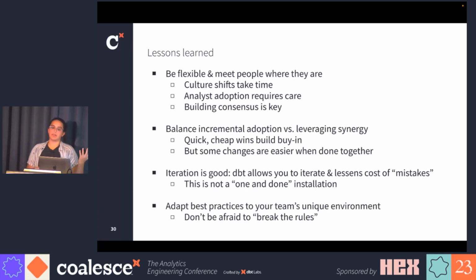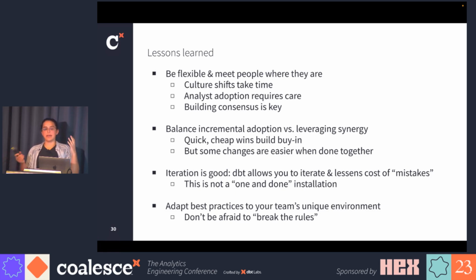Contextually balance incremental adoption versus leveraging synergy with other things. So if you can target a couple early, little quick wins that help build buy-in, like some pain point that you can just go for and fix, or some dashboard people have wanted for a long time and you can just make it, that's great. But then also be aware that some changes may be easier if there are other migrations, like the Power BI migration. Make sure that you're contextually evaluating what's the most effective thing that I can do and what might go better with other changes that are coming down the line.